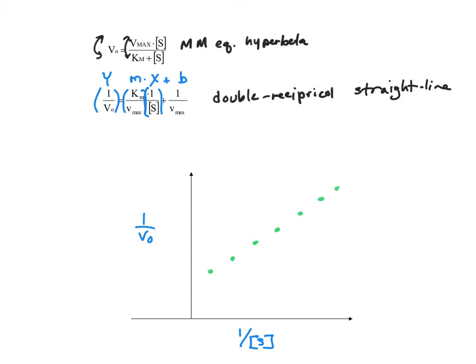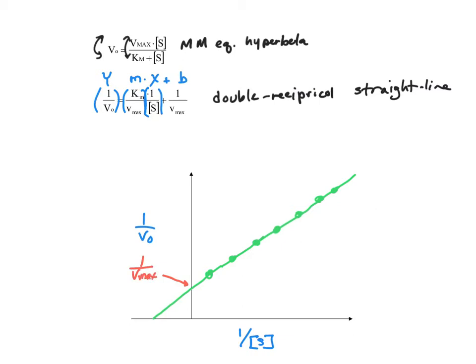And what we do with that is actually draw a straight line through it. And I want that straight line to go through both axes. So the data is out here, but we're going to draw a line that goes straight through the y-axis and straight through the x-axis. Now, if you look at this equation up here, y equals mx plus b, remember what b is in a straight line? It's the y-intercept. And what that means is the y-intercept is going to be defined as 1 over Vmax.